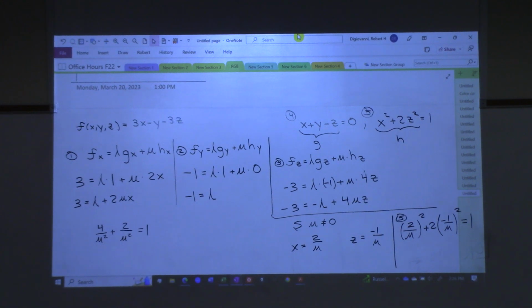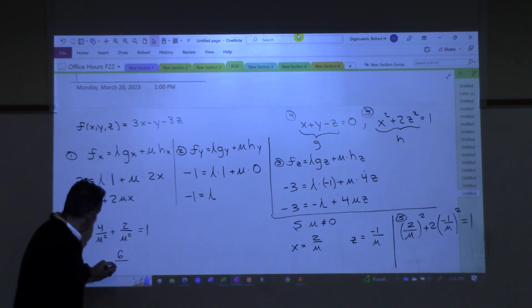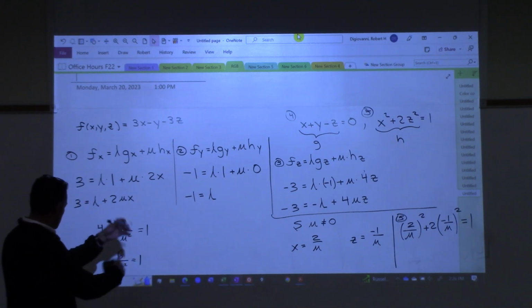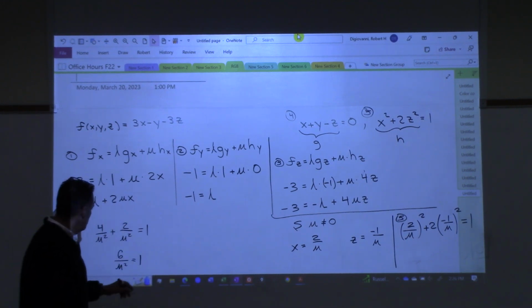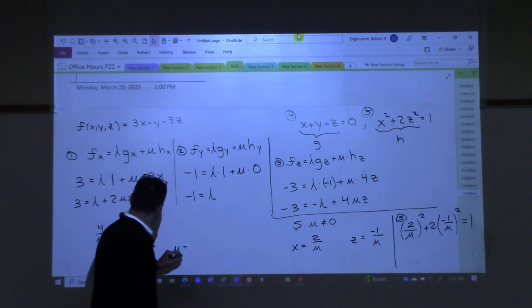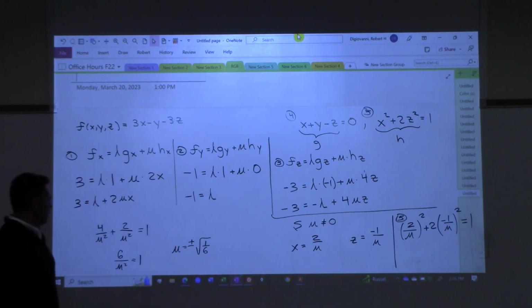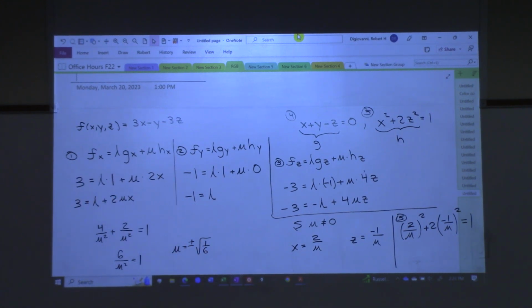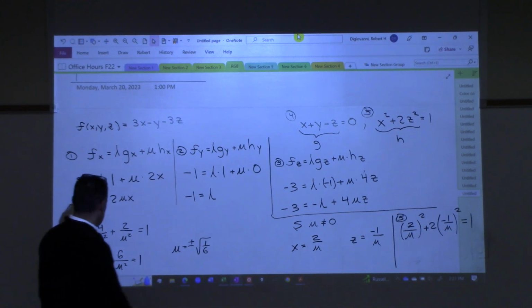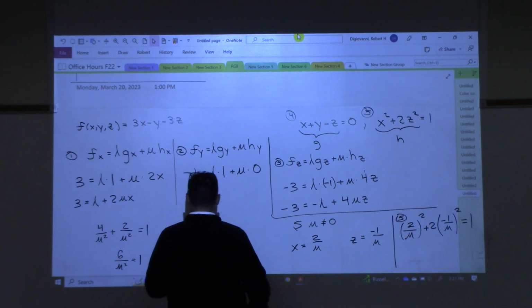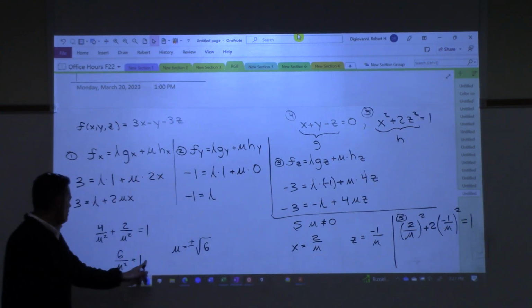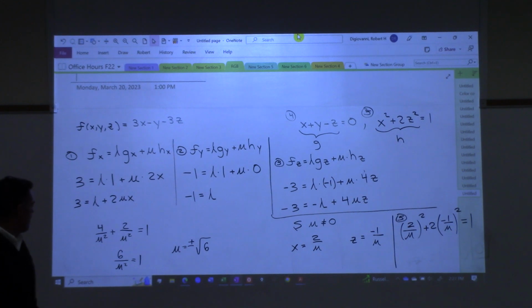So 6 over mu squared is 1, and then I can just, however you want to think about that, cross multiply, however you want to look at it. Mu must be then plus or minus the square root of 1/6. Oh, 6, yes, yes. Thank you. Yeah, multiply both sides by mu squared. All right, we good?